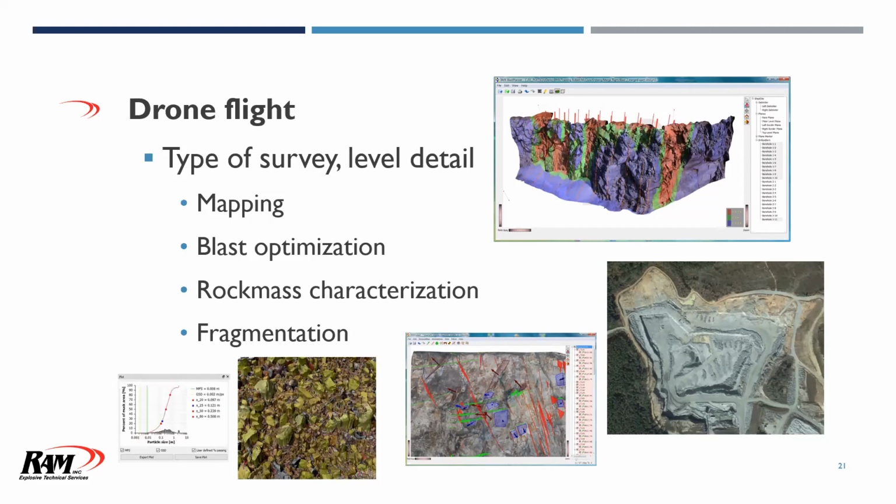Again, it's what size material do we want to try to capture, and with that, we would probably fly at a much lower altitude to capture greater resolution. So you can see from mapping down to fragmentation, we have a lot of flexibility in how we want to fly it, which can save us a lot of time.